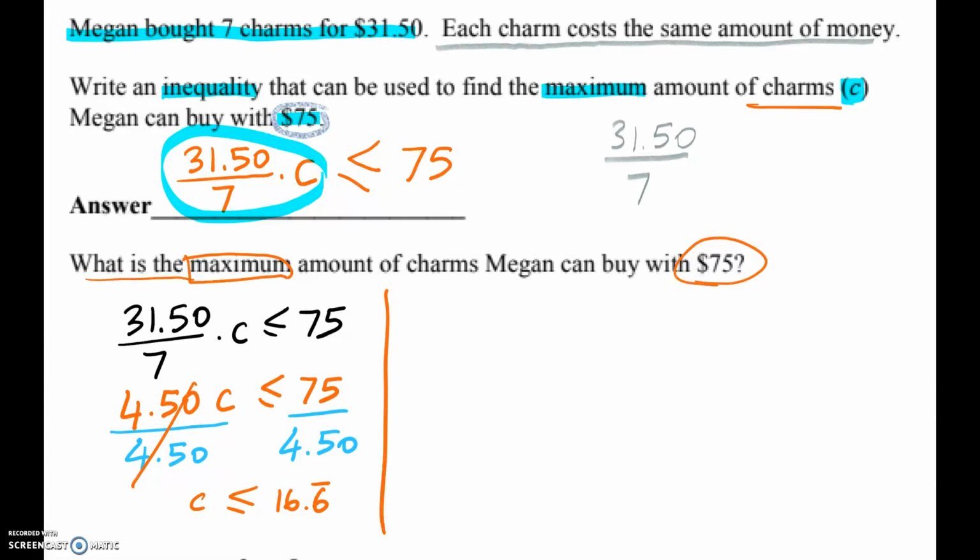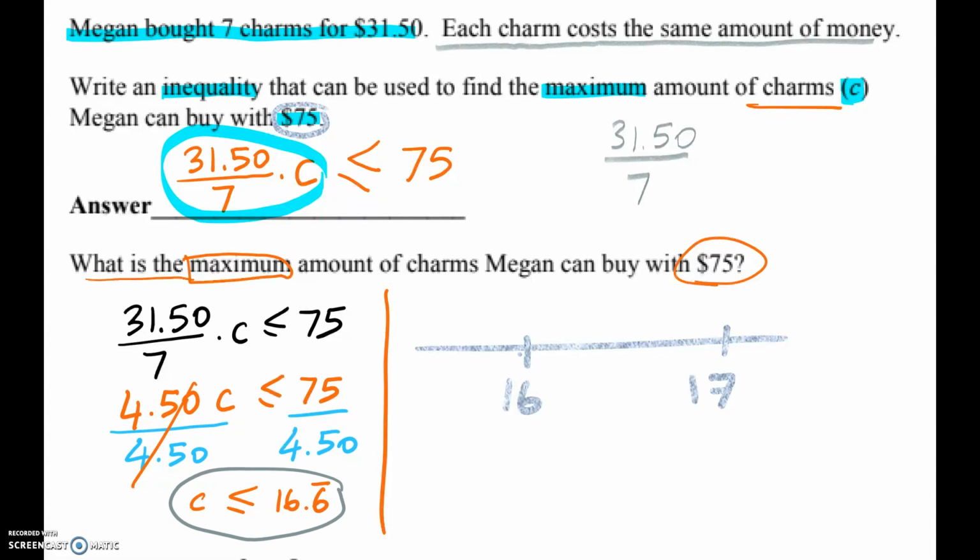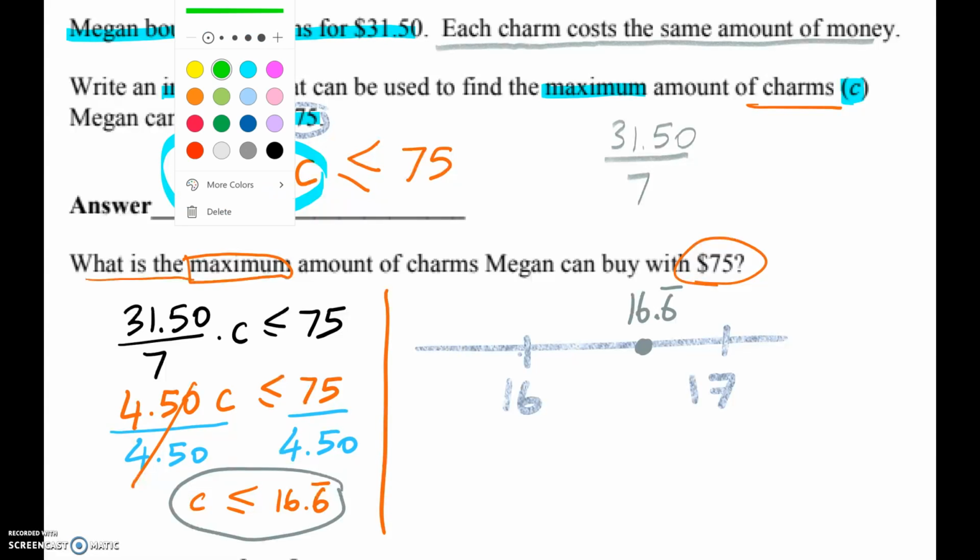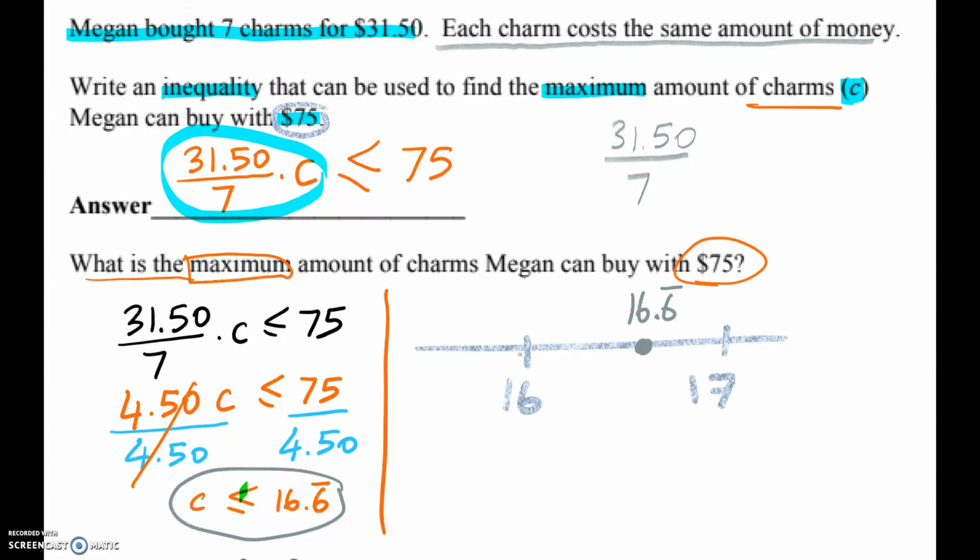In other words, guys, this is your number line. 16 is right here, 17 is there, and your lovely number 16.6 repeating is somewhere here. And your solution set is actually less than or equal to this number. You can go all the way down to smaller numbers.